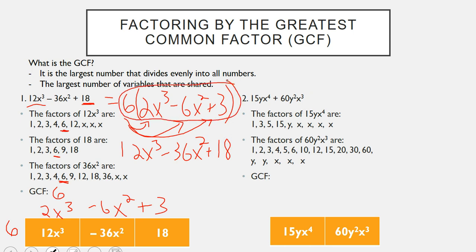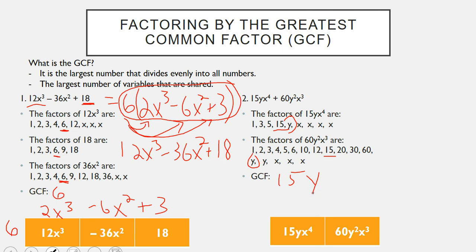Okay, so on to the next one. You have 15y x to the fourth plus 60y squared x to the third. Within this one, we have the factors of 15y x to the fourth and 60y squared x to the third. We know that 15 is the highest number, so part of the GCF will be 15, but they also share variables. We're looking at how many variables they have in common. I have 1y here, so circle that, and I have 1y there. Both have 1y in common, so that's part of our GCF.